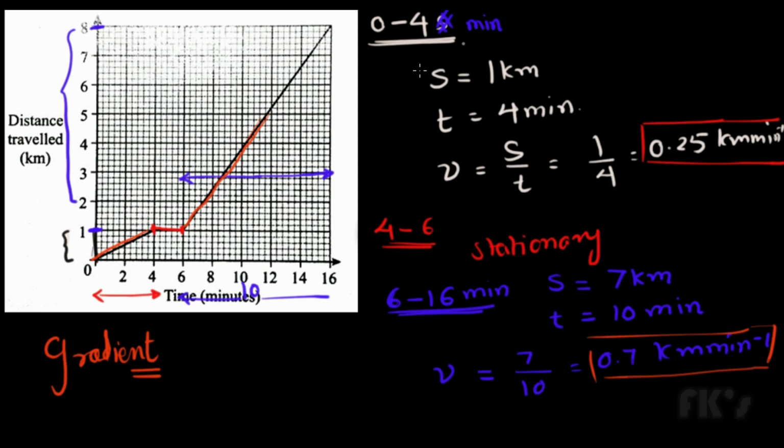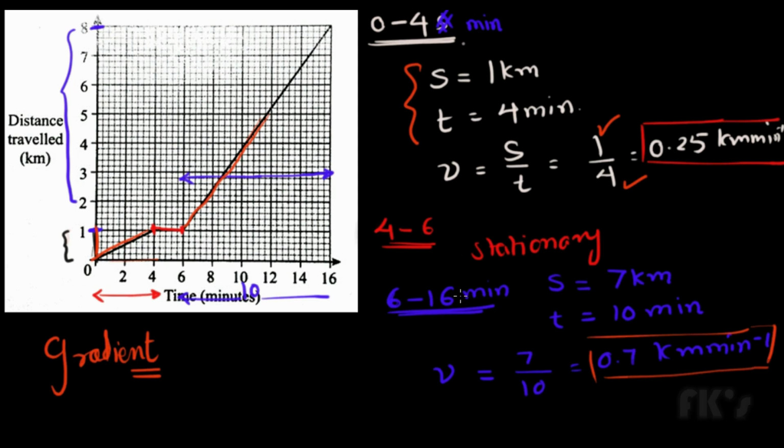So logically, suppose I have some sort of distance-time graph over here and I need to find out the speed between 0 to 4. I will calculate the gradient of that line. Gradient of that line is the rise over the run. So the rise is 1 kilometer and the run is 4 minutes, so that's 0.24 kilometers per minute.